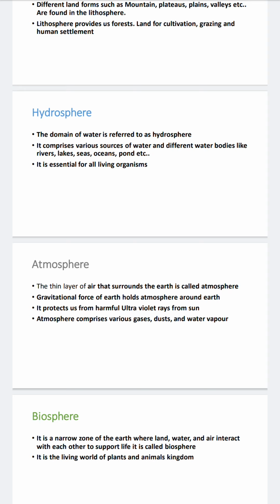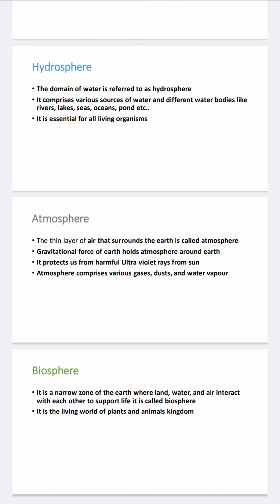Water is essential for all living organisms of the earth. Then the third important domain is atmosphere. What is atmosphere? The thin layer of air that surrounds the earth is called atmosphere.